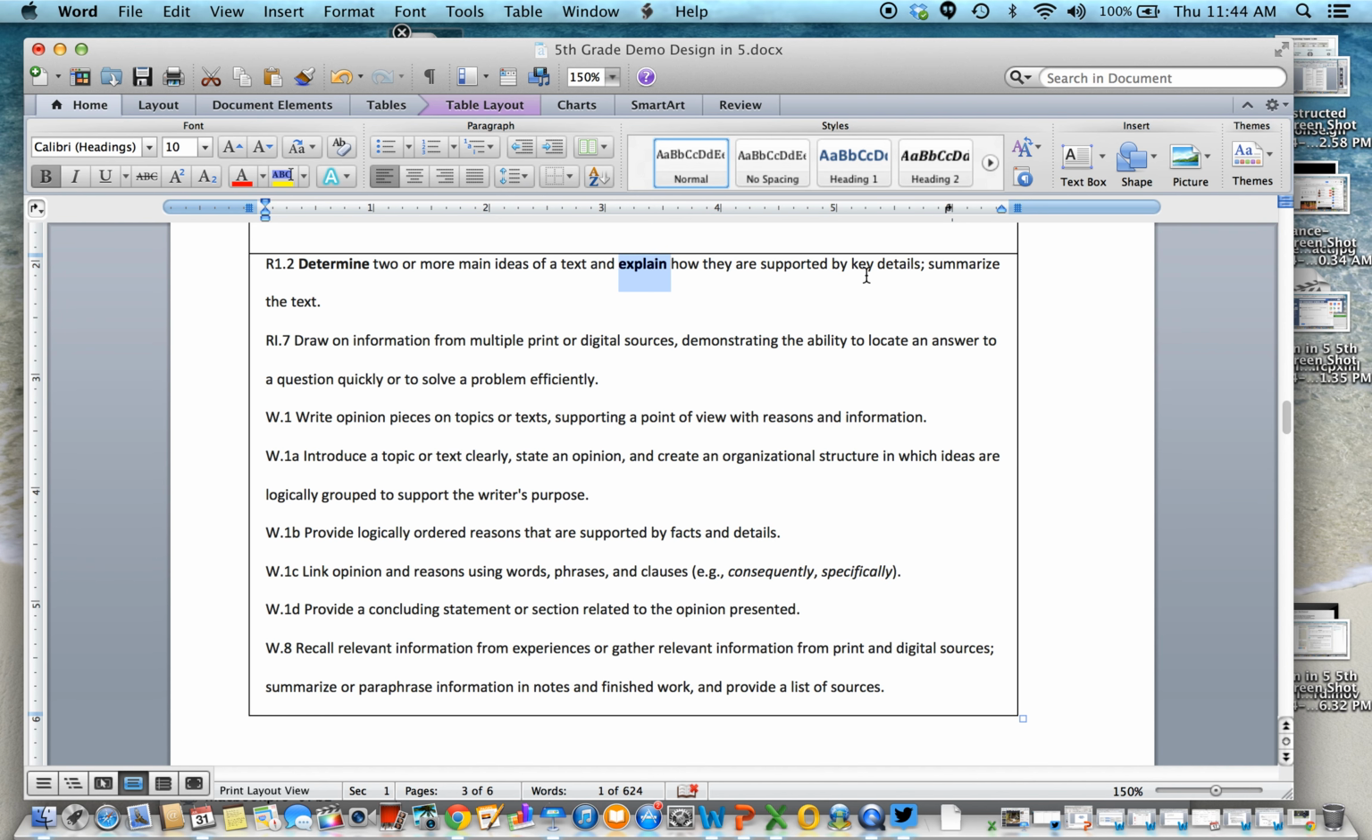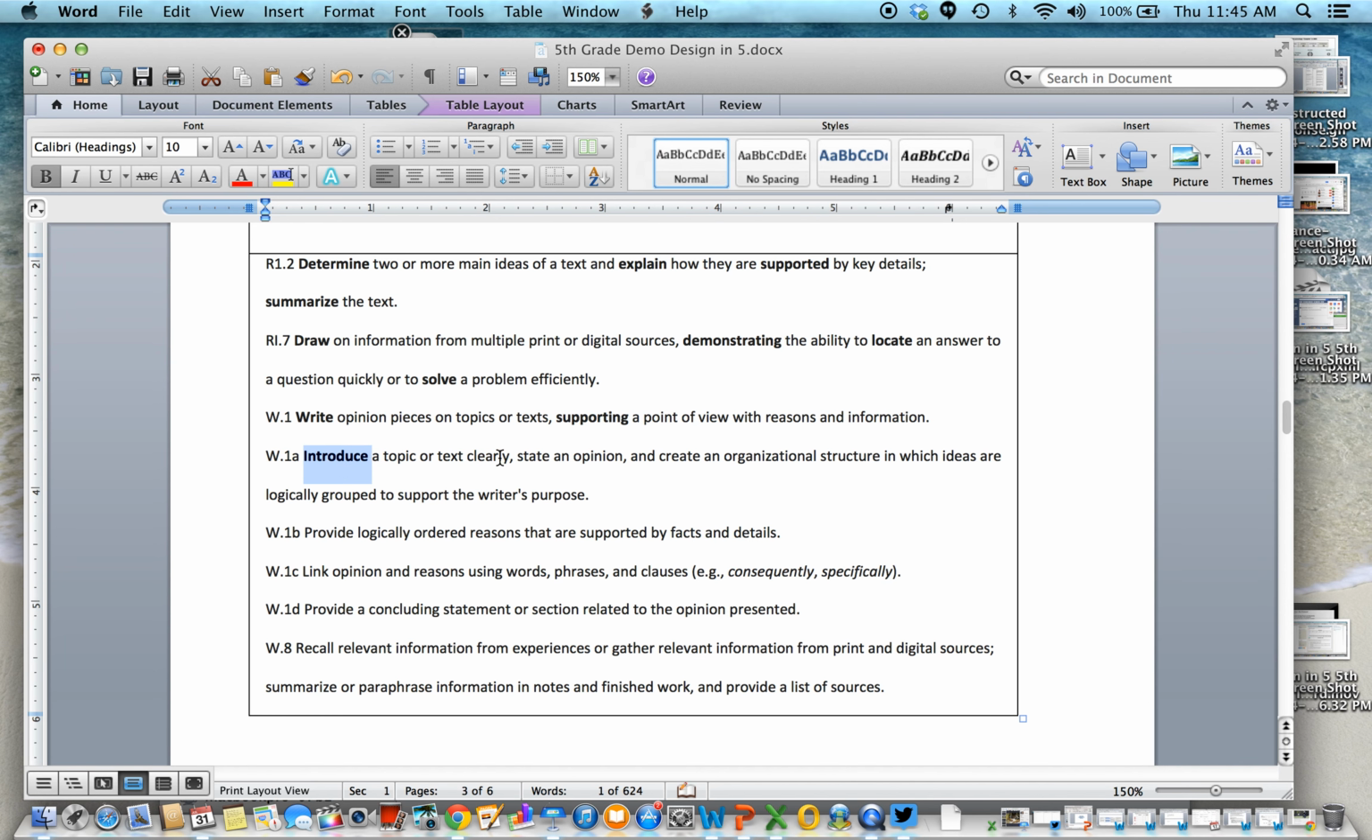Explain. Now supported is another key word I think is important. Summarize. Draw. Demonstrating. Locate, or to locate. To solve. We want students writing, supporting. I'm bolding a few more things other than verbs, but these are the action we really want students doing.